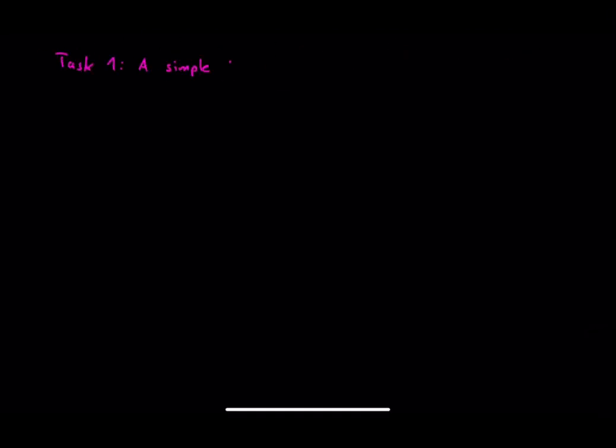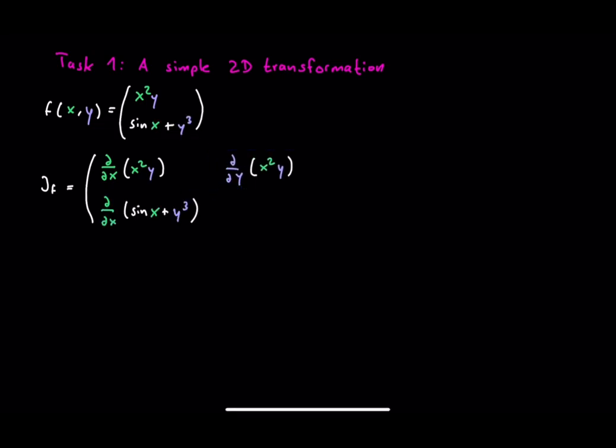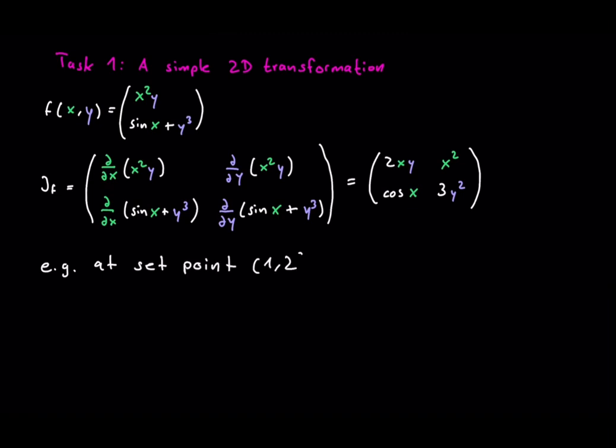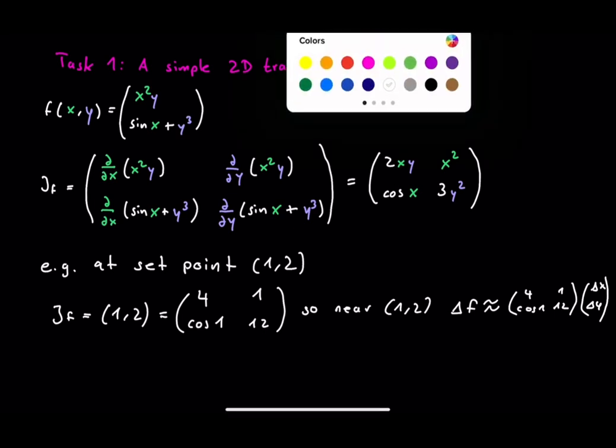Take f of x and y equals bracket x squared y, comma, sine of x plus y cubed, bracket. Compute the partial derivatives. The Jacobian is the 2 by 2 matrix. First row, 2xy and x squared. Second row, cosine x and 3y squared. At the point (1, 2), this becomes bracket 4, 1, cosine of 1, 12, bracket. That's our local linear approximation. If you nudge x and y a little, say delta x and delta y, the change in f is roughly bracket 4 delta x plus 1 delta y, comma, cosine of 1 delta x plus 12 delta y, bracket.